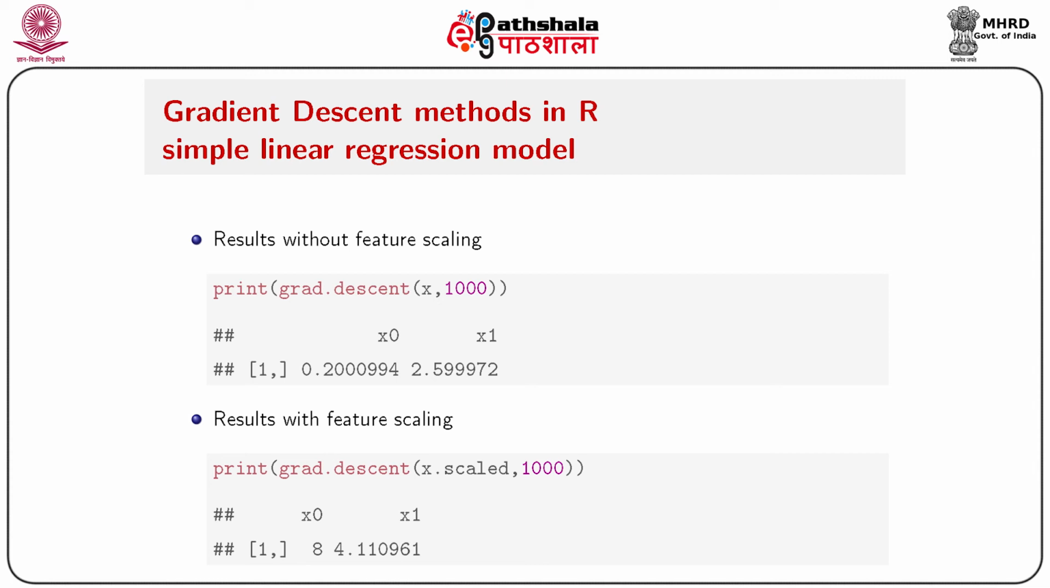to the actual linear model fit results, and the same for the scaled data, it is also quite similar to the actual fitting in the lm function, where, recall, it is 0.2 and 2.6, and for the scaled data 8 and 4.11. Here it is saying 0.2 and 2.59, approximately 2.6, and here also 8 for x naught and x1 is 4.11. So it is quite similar, it is generating the similar results that it was supposed to.